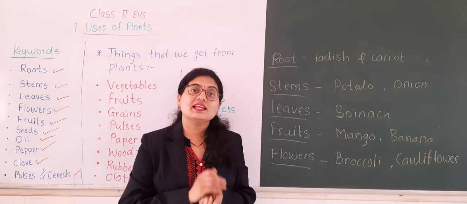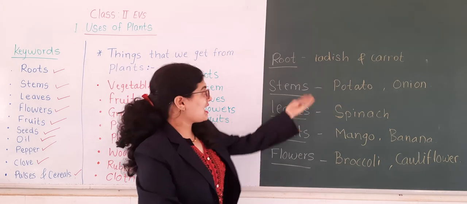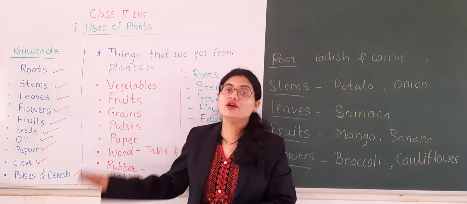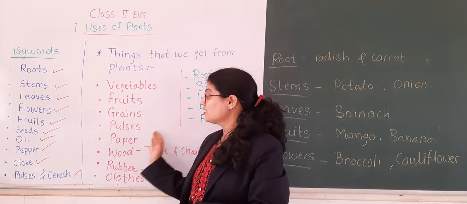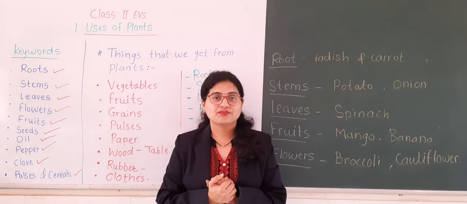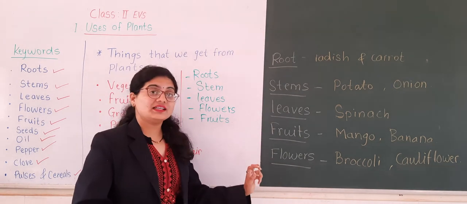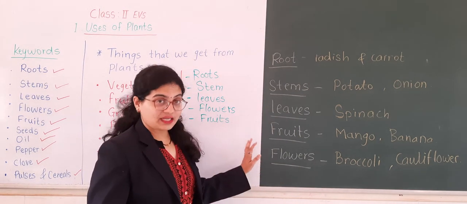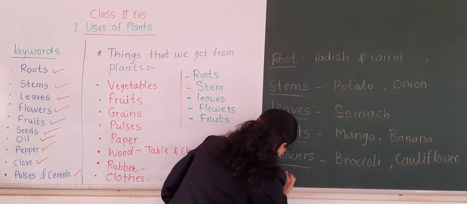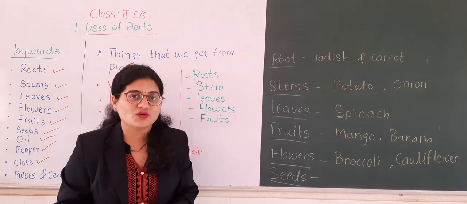So, each and every part of the plant is useful to us. These are the things that we eat. But there are different other uses of plants, such as paper. We get paper from plants. Okay. Then, which is the other part of a plant that we eat? Is there any part remaining? Yes. That is seeds of a plant.